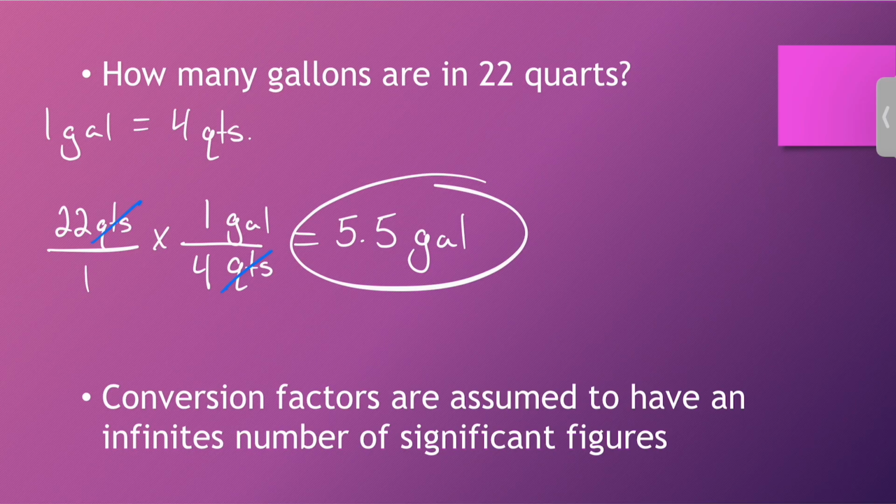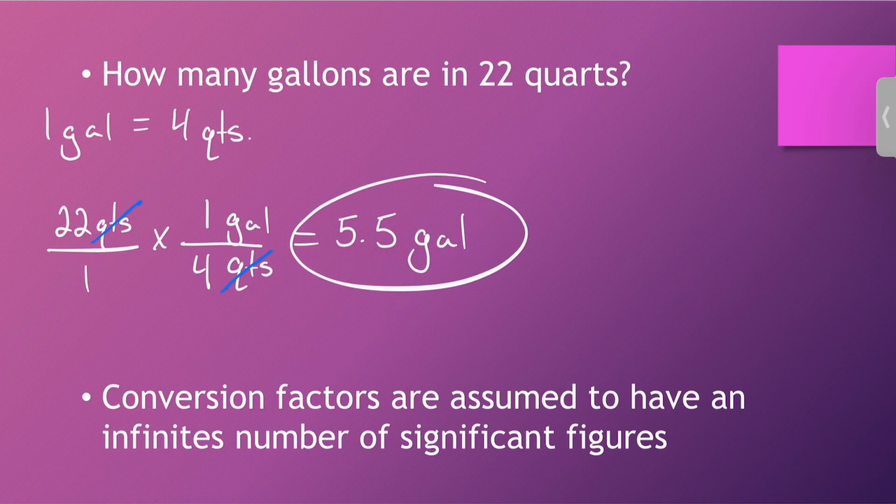Now, some of you might be thinking, well, what about significant figures? Which is great. We should always think about significant figures. If we based it off the conversion factor, we'd only have one sig fig. However, we shouldn't be basing our significant figures off of the conversion factors. As a general rule, we just assume that conversion factors have an infinite number of sig figs. So your number of sig figs in your answer is always going to be based off of whatever the original amount is. In this case, 22 quarts has 2 sig figs. Our answer has 2 sig figs. So we've rounded correctly here.